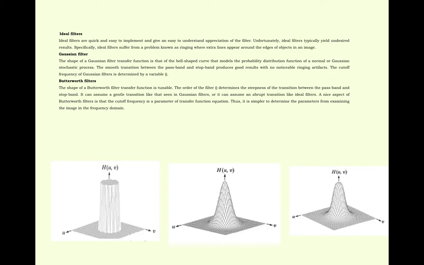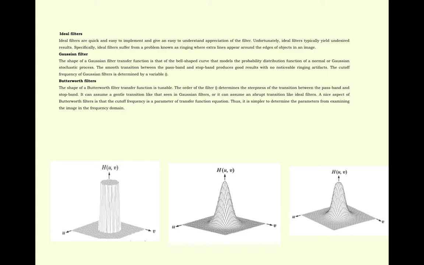Gaussian filter. The shape of the Gaussian filter transfer function is that of the bell-shaped curve that models the probability distribution function of a normal or Gaussian stochastic process. The smooth transition between the passband and stopband produces good results with no noticeable ringing artifacts. The cutoff frequency of Gaussian filters is determined by a variable omega.